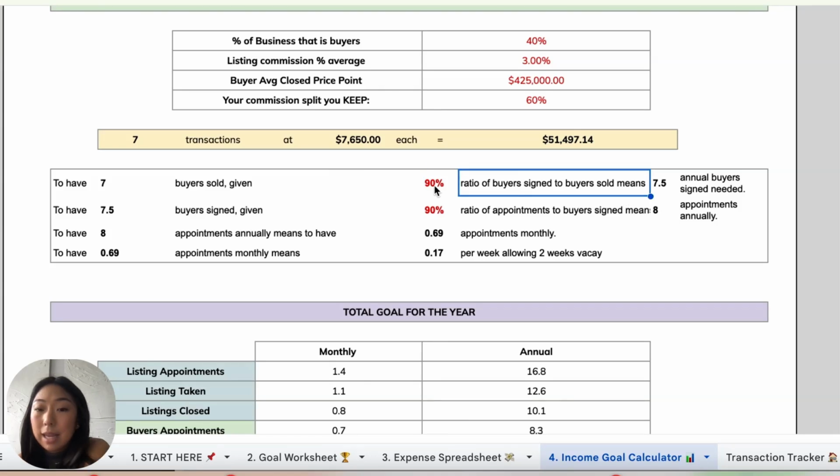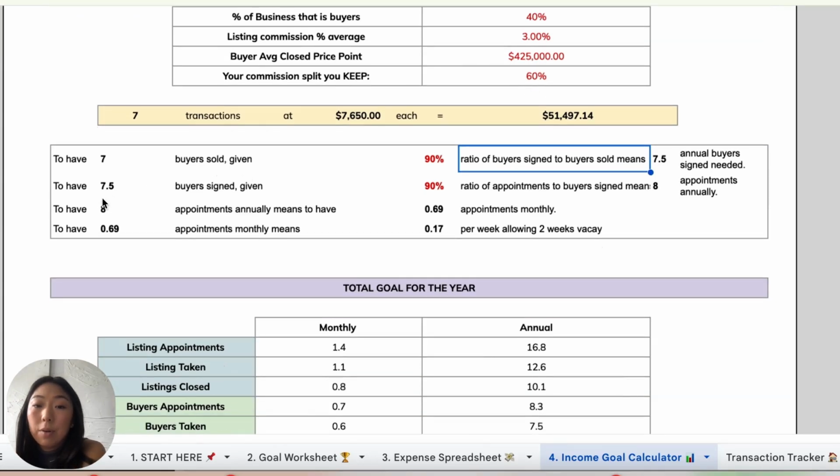And so in this case, let's say I have a higher percentage of closing listings and higher percentage of people signing a buyer brokerage agreement with me. So based off of 90% out of 7.5 buyers that I sign, I sell 7 of them homes. And then in order to figure out how many appointments I need, let's say if I have 7.5 buyers sign a buyer brokerage agreement and I close 90% of them in my appointments, then that means I need 8 appointments to get to around 7.5 buyers signing the buyer brokerage agreement.